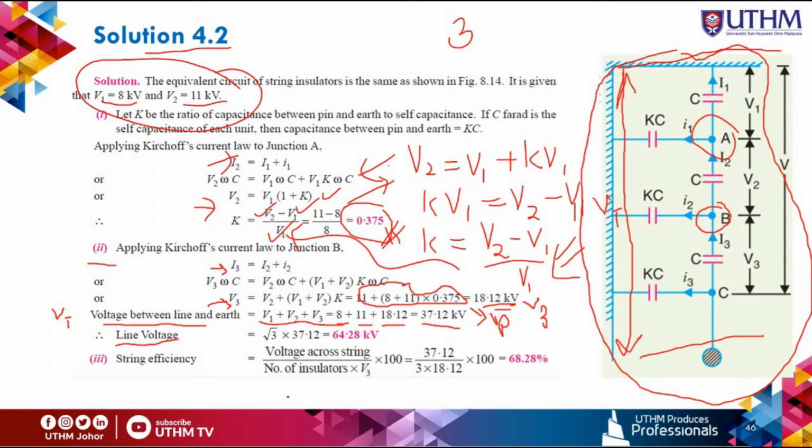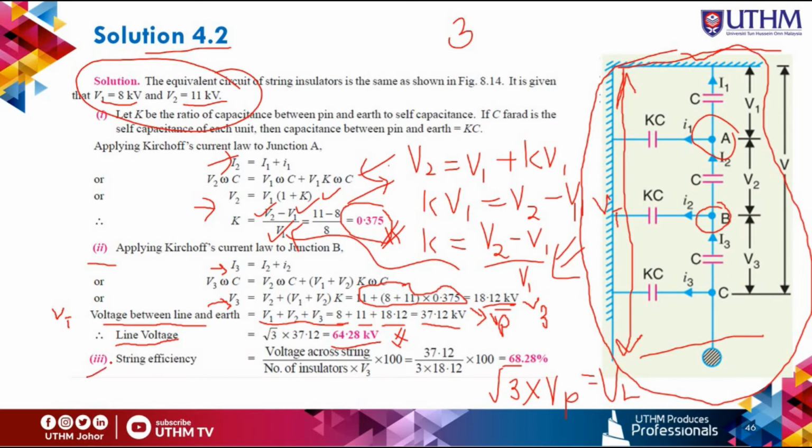By this equation, root 3 times VP, V phase, we can get the V line. So root 3 times VP, where VP is 37.12 kV, then we get the line voltage as 64.2828 kV.